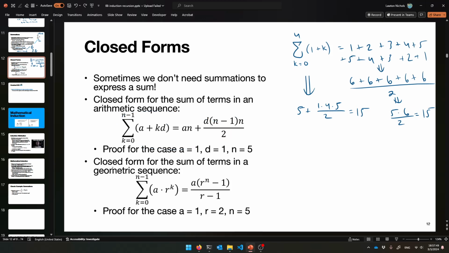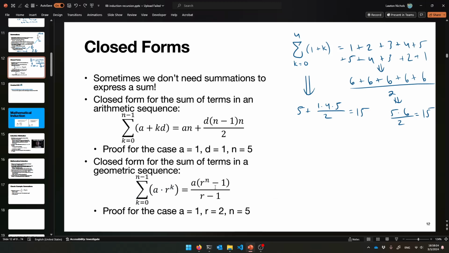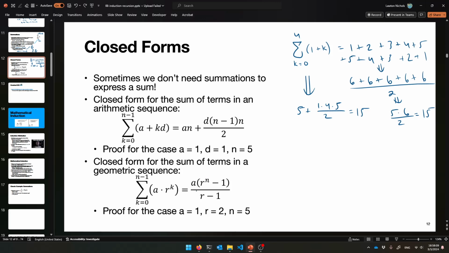And then here's another one. Here's the closed form of the sum of terms in a geometric sequence. This is a cool one. It has to do with powers, of course. So let me prove to you this case. Apparently, if you had this geometric sequence and you wanted the sum of the first n terms of it, this is the answer. Very weird. It has to do with the ratio, ratios of the ratio.